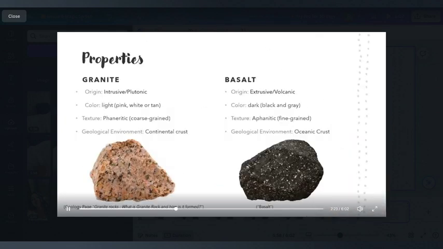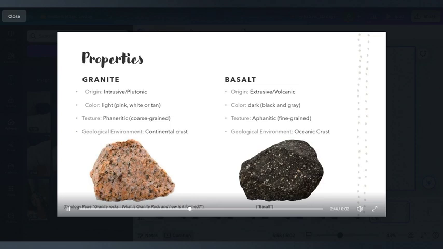Properties. Granite is an intrusive rock. It consists of light colors like pink, tan, and white. Its texture is phaneritic, meaning coarse-grained. And finally, its geological environment is usually found in continental crust.